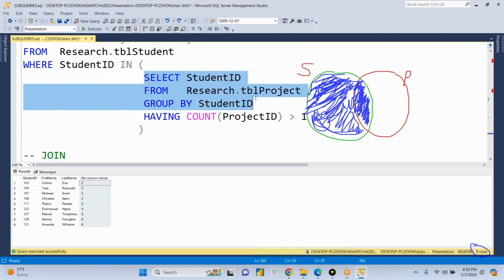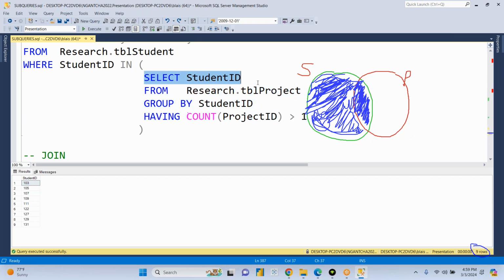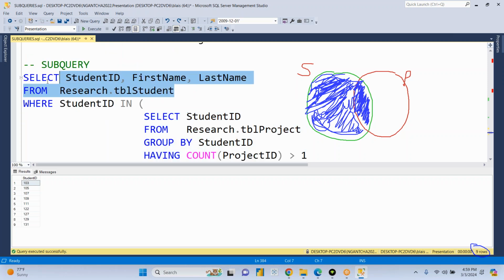This is the subquery. What are we doing right here? We are only showing the student IDs of students that have more than 1 project. I'm just focusing on the student ID. This is a list of students that have more than 1 project assigned to them. So if your student ID is in this list, then you qualify. You're considered a student with more than 1 project.